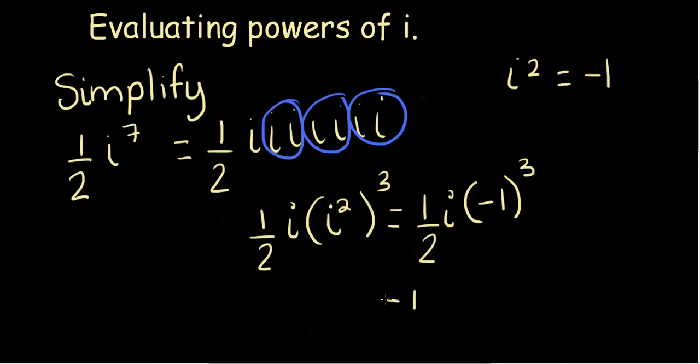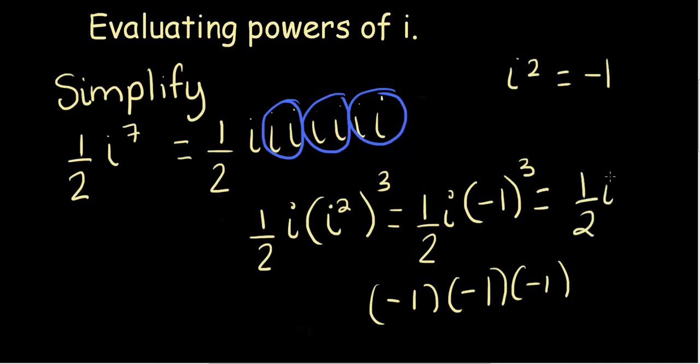And let me show you why. -1 to the power of 3 is the same thing as -1 times -1 times -1. So -1 times -1, that is +1. 1 times -1, that is -1. So you see, you end up with a negative number. So this means that you will have 1 over 2i and then times -1. So the final answer will be 1/2 times -1, that is -1/2 i.